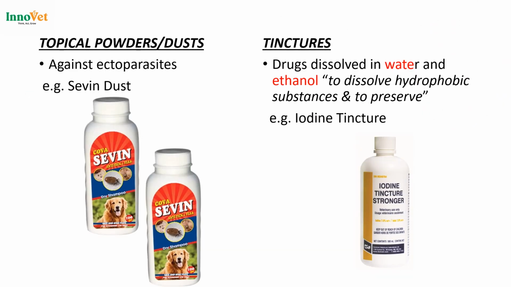The topical powders or dusts, so these ones are simply solid, and they are dusts, and they are applied against ectoparasites. Best example is the Sevin dust, which is used in dogs. So it is applied in the fur or the hairs of the dog, and it will kill the ticks, the fleas.